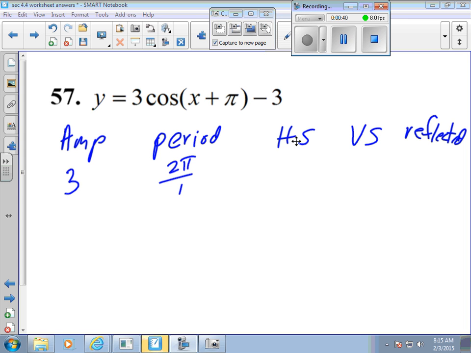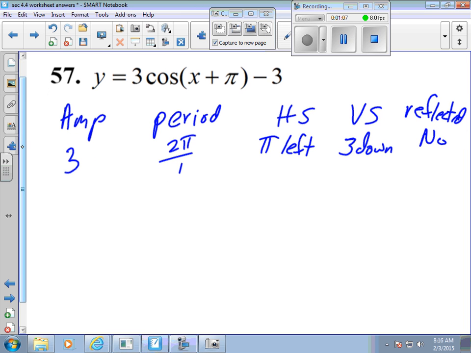Our horizontal shift is the one that we move back and forth. In this case, we are going to be moving it pi to the left. And our vertical shift is our up and down shift, and we're going to shift it 3 down because of the negative. Reflected would be if this number in front here is negative. In this case, it is not, so we'll say no.